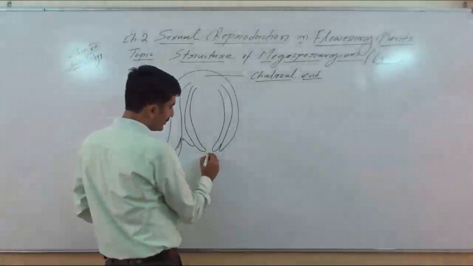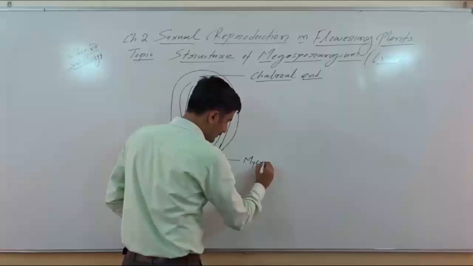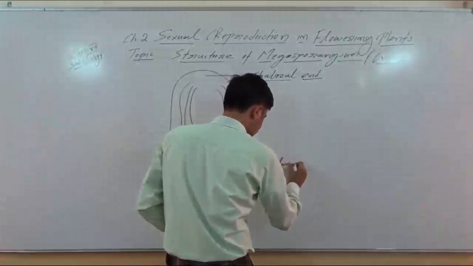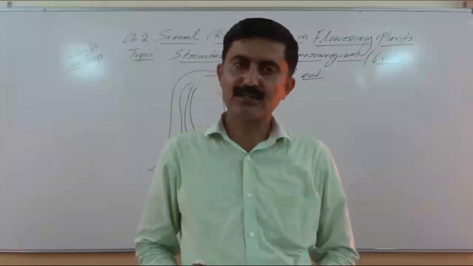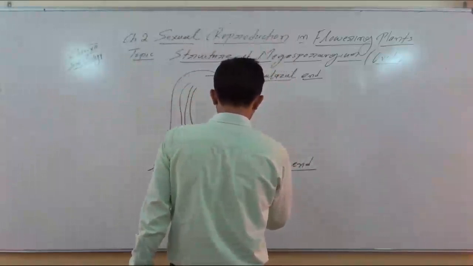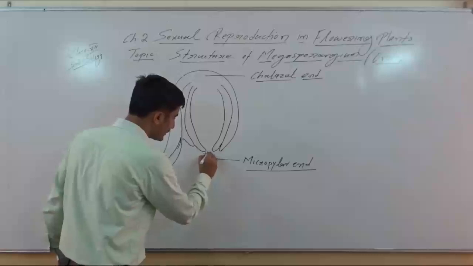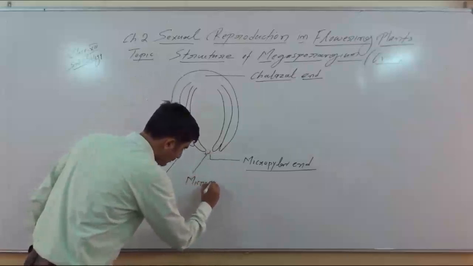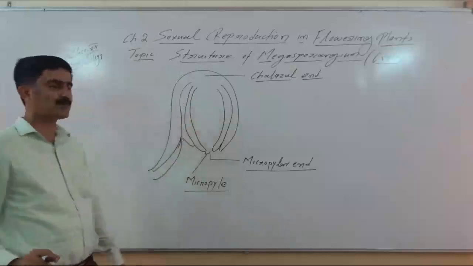The opening of the ovule is at this part, the micropylar end, or micropylar pole. The micropyle is this structure, this opening. The part where the micropyle is present is called the micropylar end. This opening is called the micropyle. This micropyle formation is due to the discontinuation of these two protective layers.